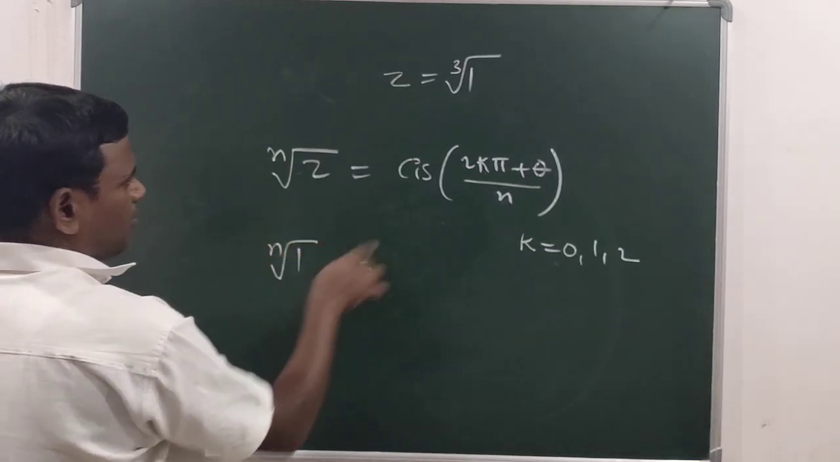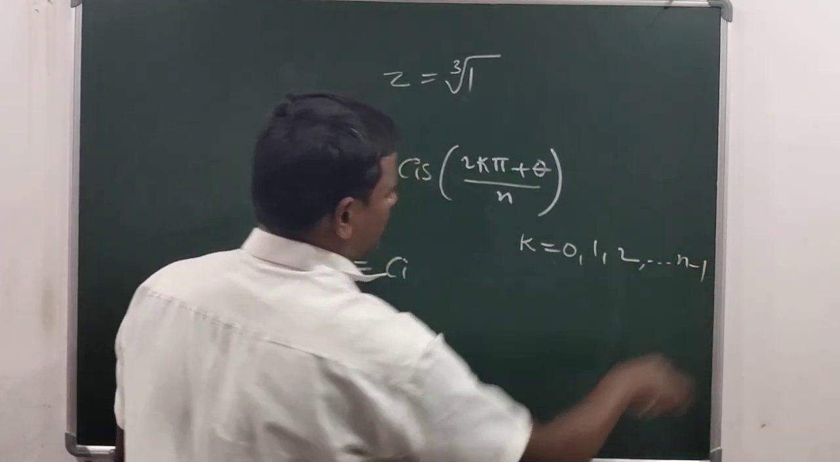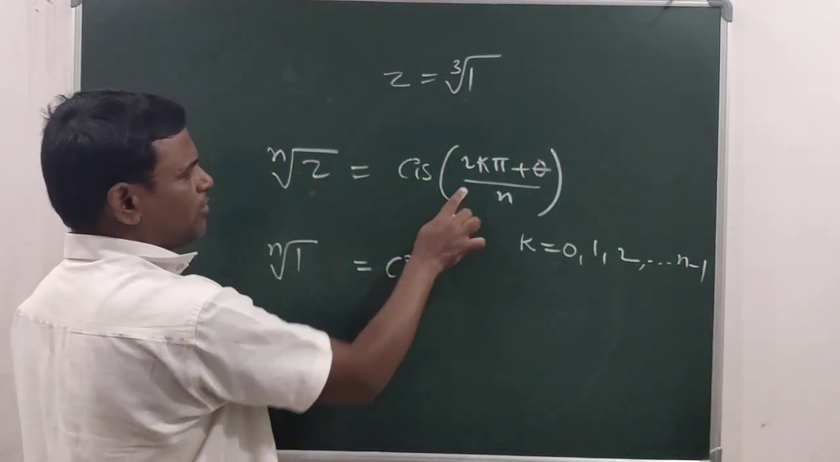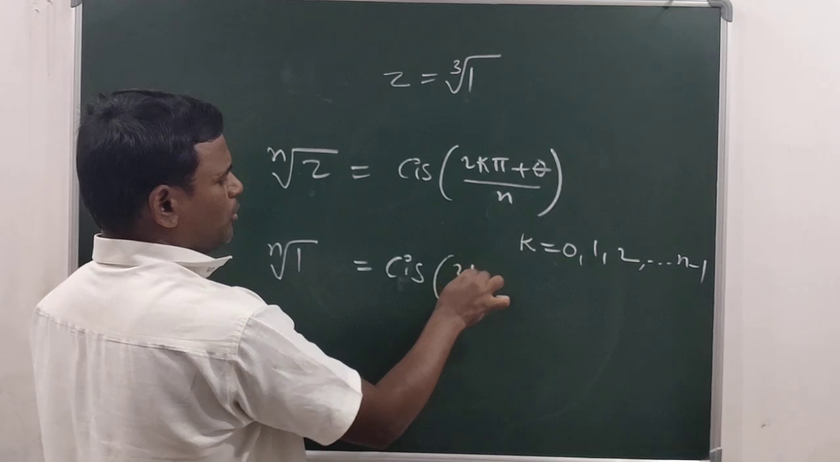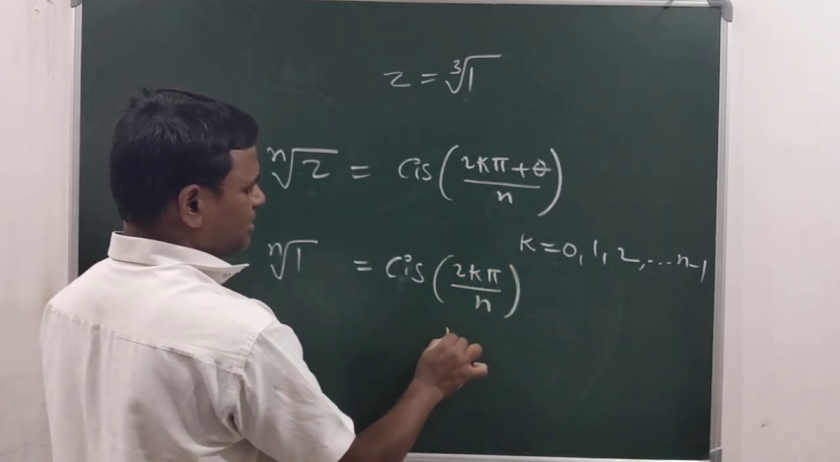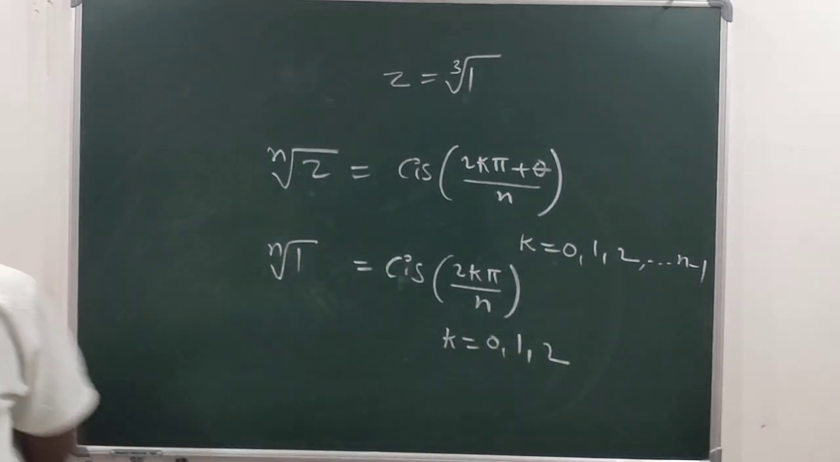The nth roots of 1 are cis 2kπ/n, for k = 0, 1, 2 and so on up to n minus 1. Since this is applicable for unity, it transforms into 2kπ radians by n. Here k is 0, 1, 2. Now substitute the three values.